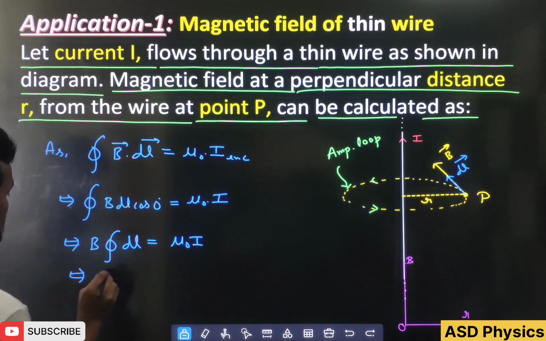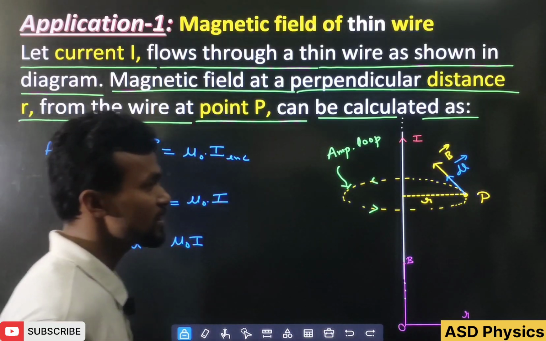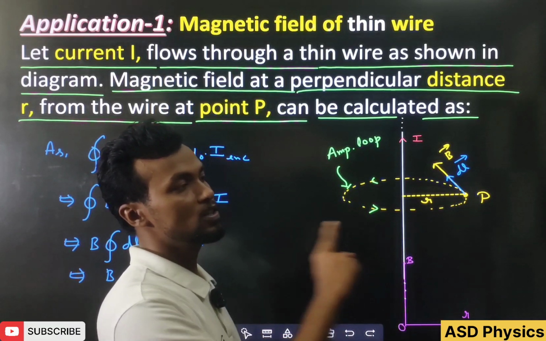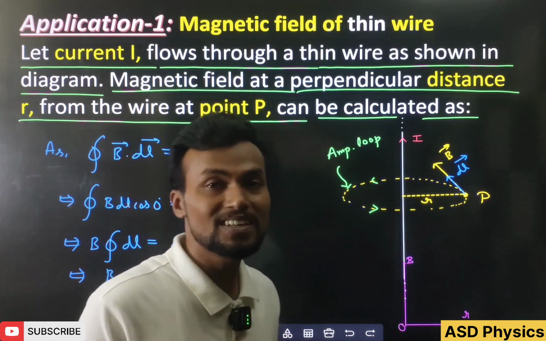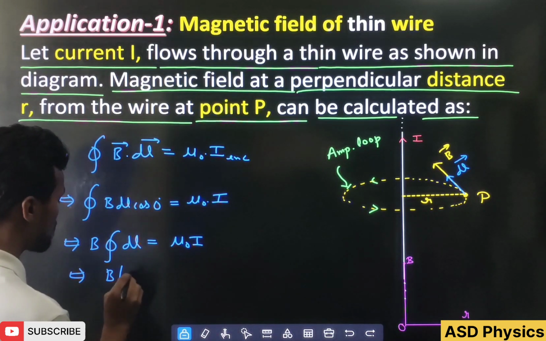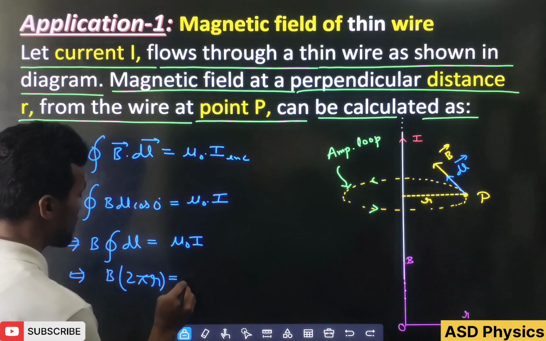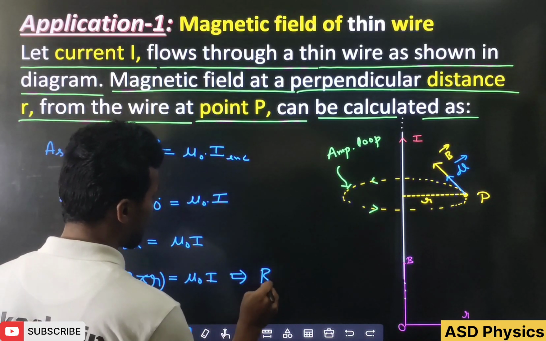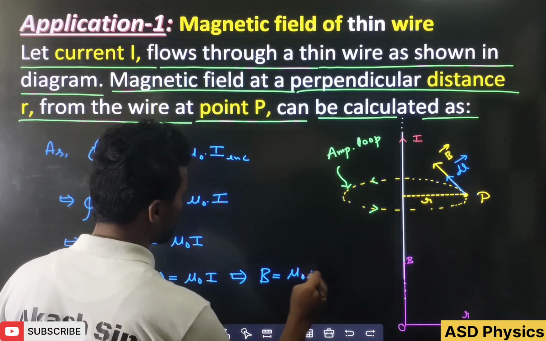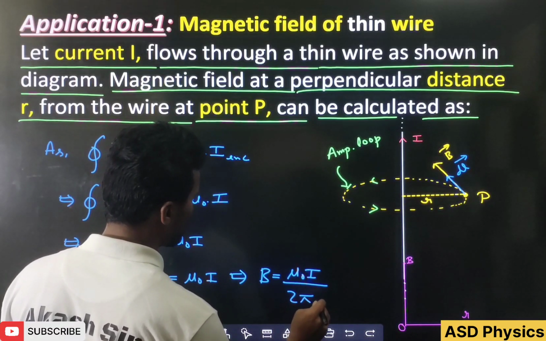After that, see here, closed integral dl means if we add all these small dl lengths, we get the length of the circle, which is called the circumference. That means 2 pi r. And here mu naught into I. So from here I can write B equal to mu naught I by 2 pi r.